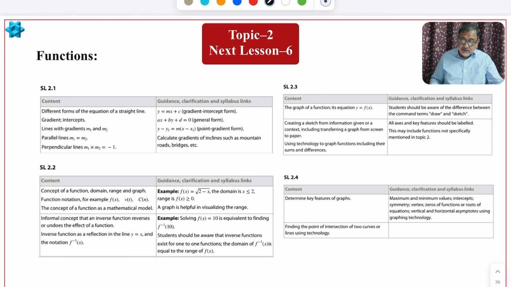Okay, then with this we end this lesson. I hope you enjoyed it. It was very long because there were long questions from the past papers. Next lesson will be from topic 2 on functions, where we are going to cover a straight line, then concept of domain, range, function graphs, okay, then y is equal to mx plus c, all those equations, then the graph of function, then creating a sketch of the graph, then determine key features of graph. What are the key features?